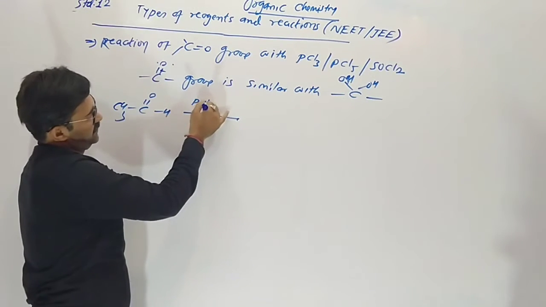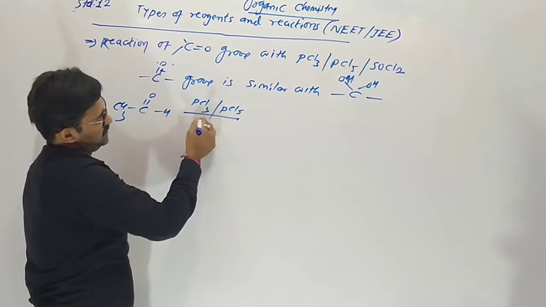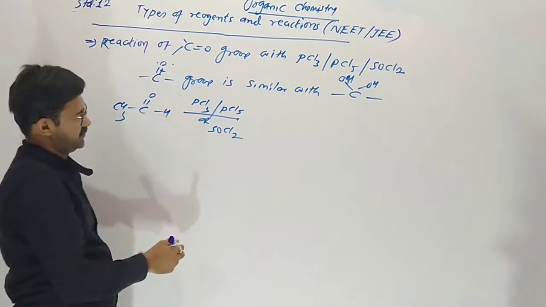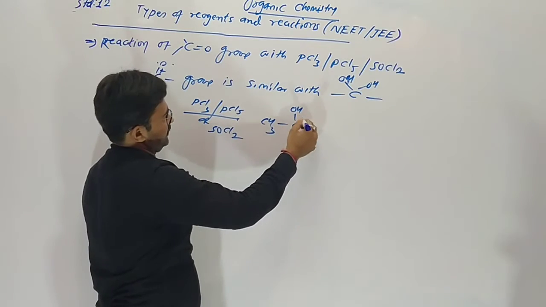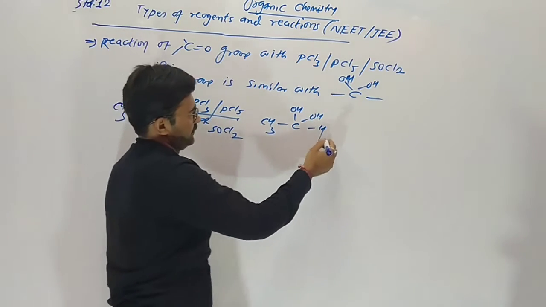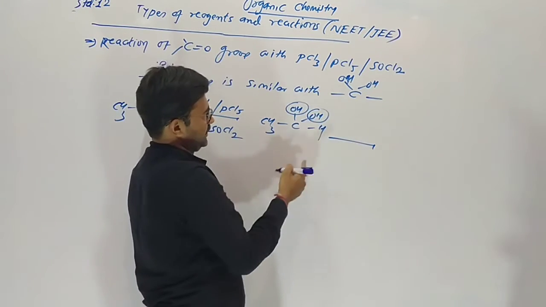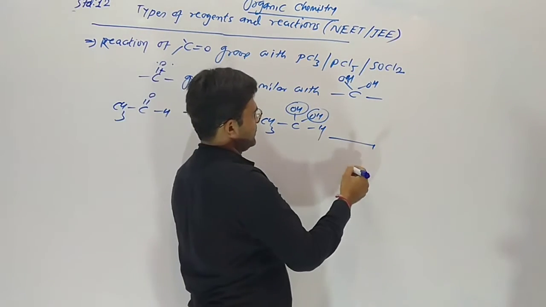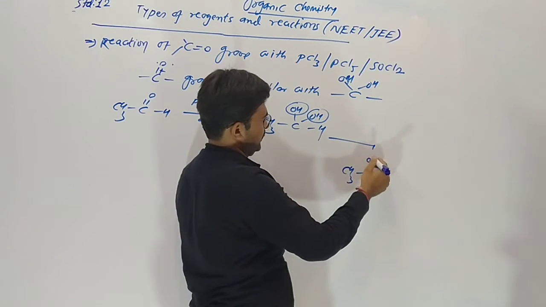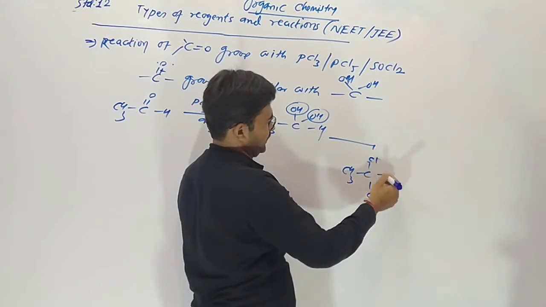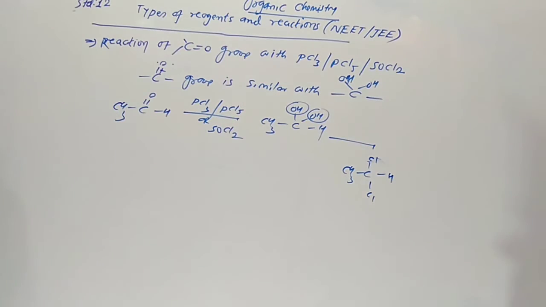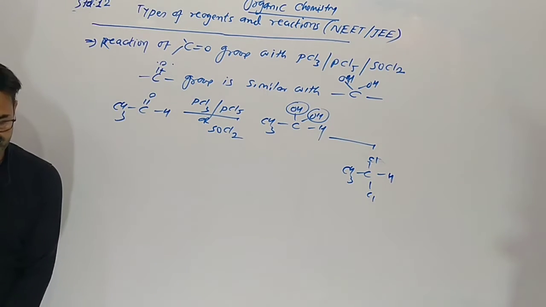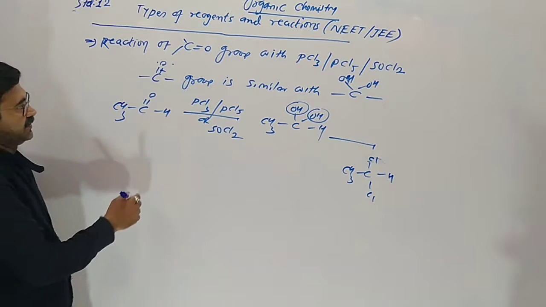React with PCl3, PCl5 or SOCl2. First of all, CH3CH(OH)(OH) occurs. Similarity we are seeing, so chlorine will be replaced. 2 OH group, so 2 chlorides come here. Gives 1,1-dichloroethane as a product.